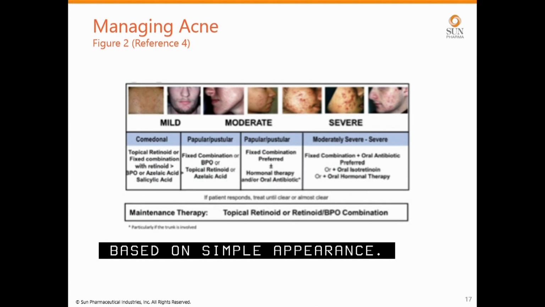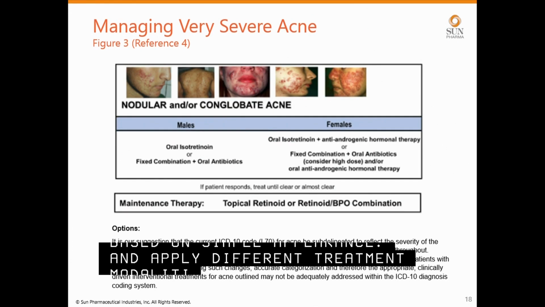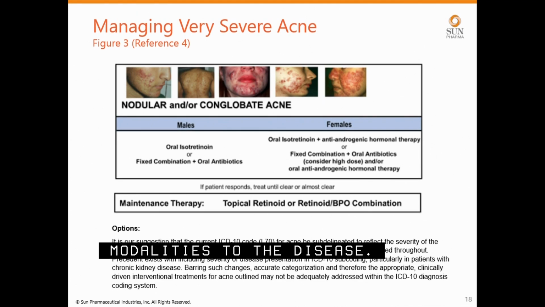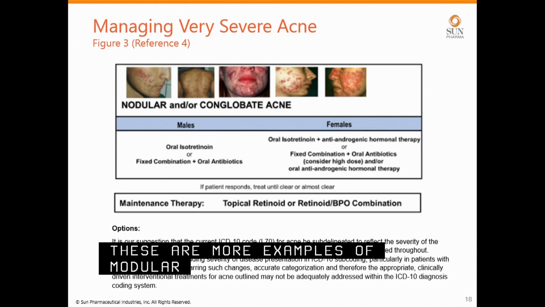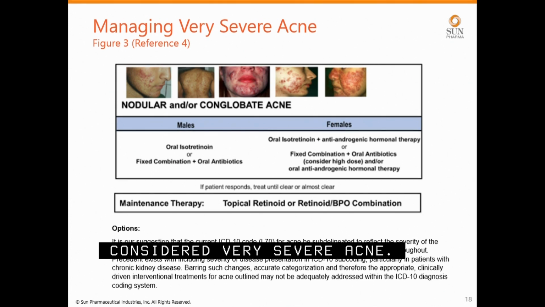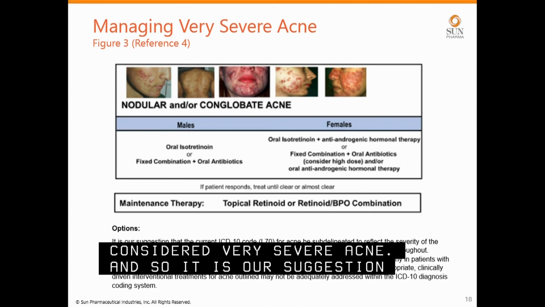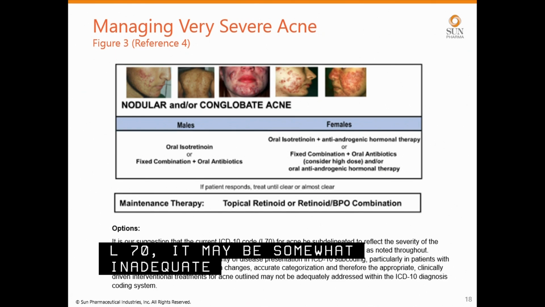So this is mild, moderate, and severe disease, for example, and these are more examples of nodular conglobate disease, which is considered very severe acne. And so it is our suggestion that L70, though it covers all of acne, may be somewhat inadequate to cover all the different forms and severities of acne that are currently seen and the different treatment modalities.